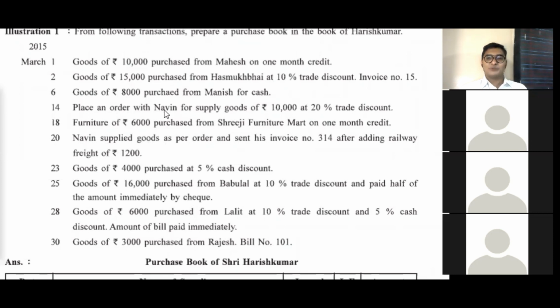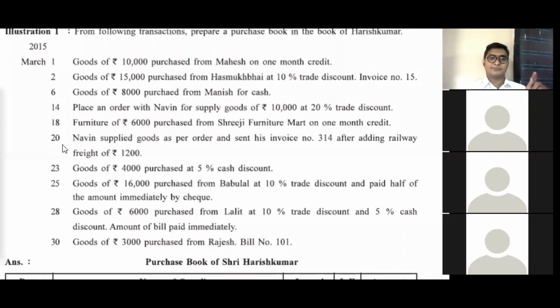Place an order with Naveen. We have already placed an order, and as per the order, Naveen supplied goods to us. Placing an order is a non-economic transaction, so we have not recorded number 14. But in number 20, as per the order, Naveen supplied goods to us.